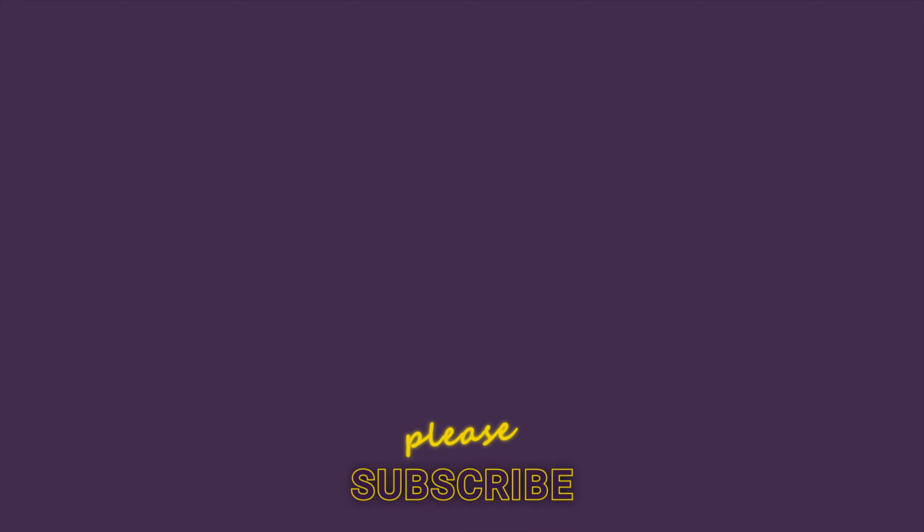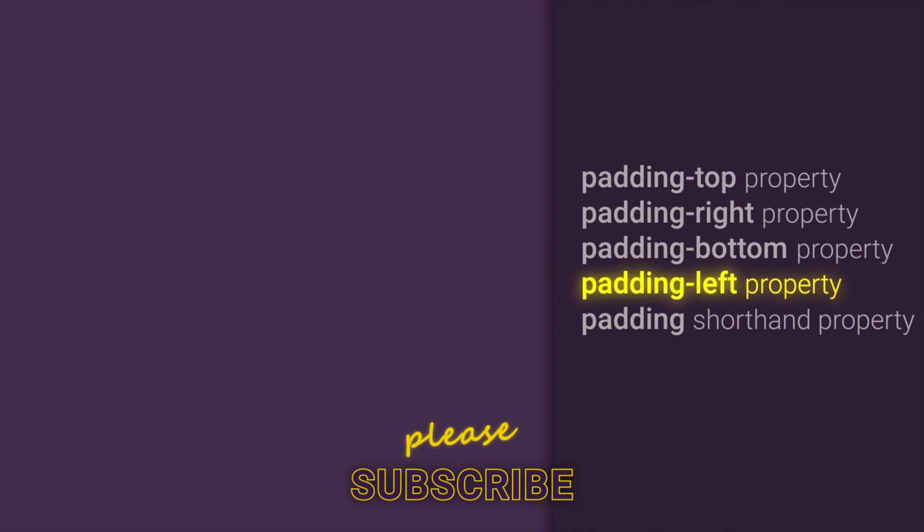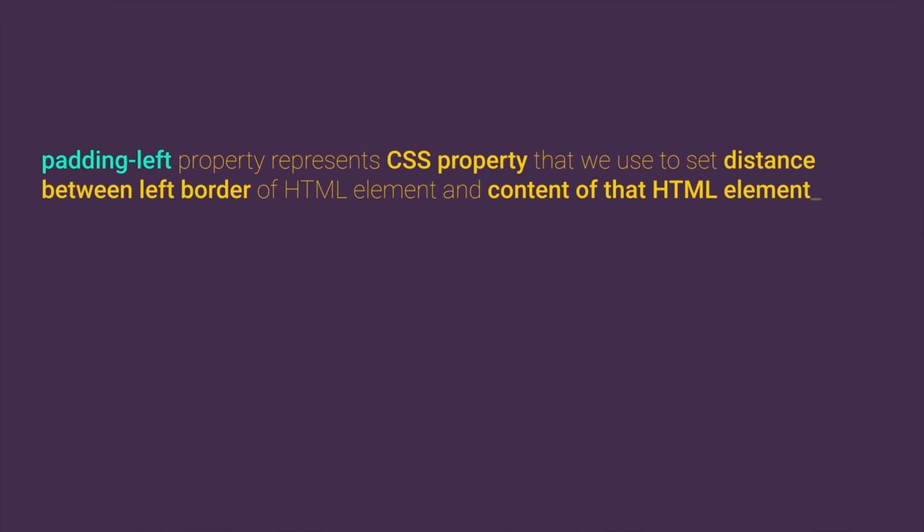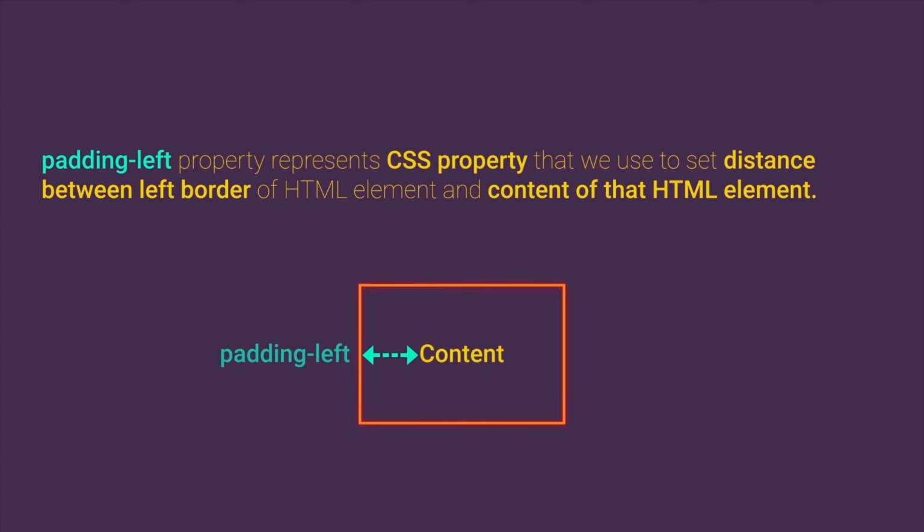This is padding left property. Padding left property represents the CSS property that we use to set the distance between the left border of an HTML element and the content of that HTML element. Let's see some examples.